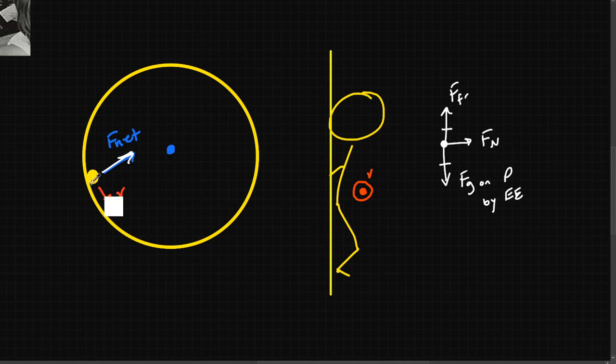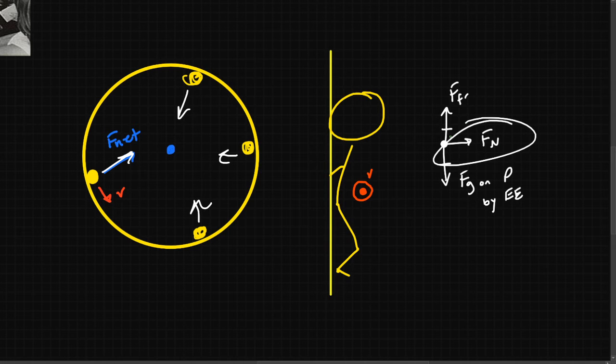As the person moves around the circle, this normal force will move with them, and it will always be facing towards the center. This is our centripetal force. This is the force that is causing the person to move around in a circle. The wall is pushing on the person in such a way to keep them moving in a circular path.